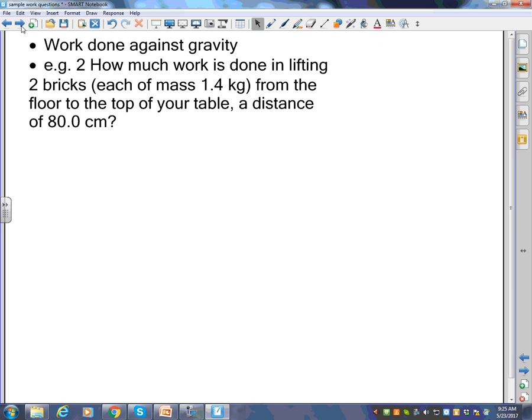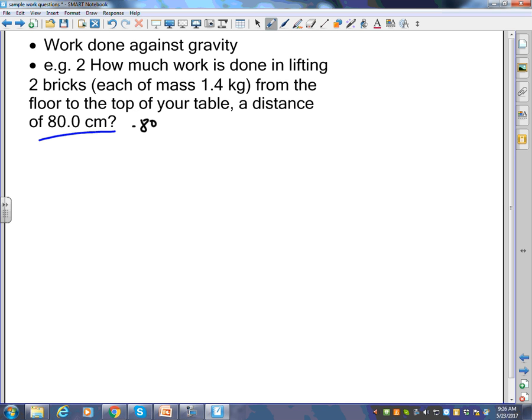Okay, what about work done against gravity? Vertical work. How much work is done in lifting 2 bricks, each a mass 1.4 kilos, from the floor to the top of your table at a distance of 80 centimeters? Are the alarm bells ringing that centimeters should be converted to meters? I hope so, although many of you made that mistake on that last test.